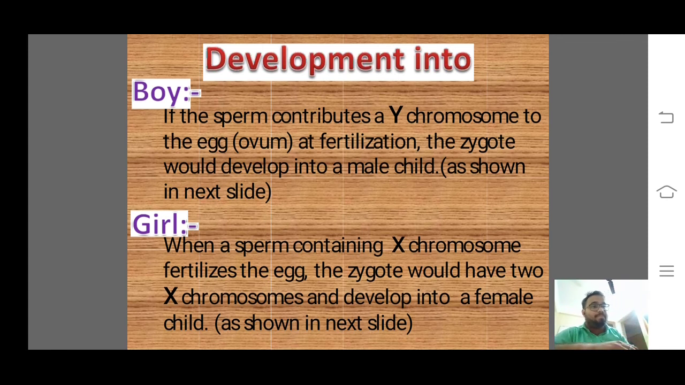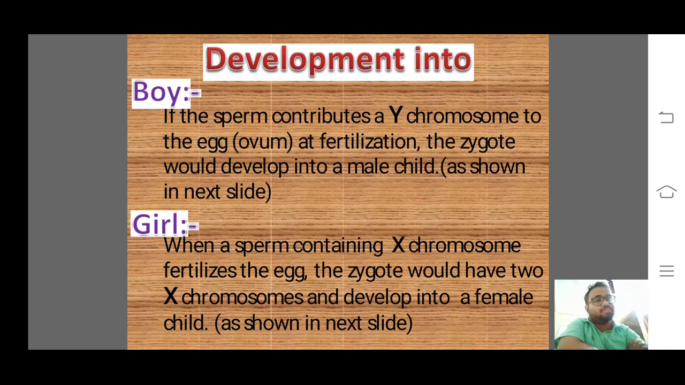When a sperm containing an X chromosome fertilizes the egg, the zygote would have two X chromosomes and develop into a female. So the father's X and the mother's X, XX gives you a girl child, whereas XY gives you a boy child. So now you say, who is responsible for the birth of a boy or a girl? We the males are responsible.